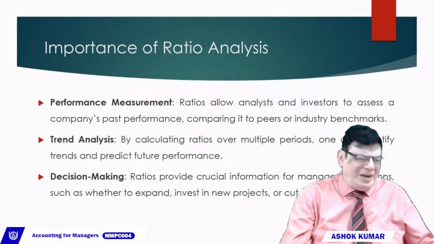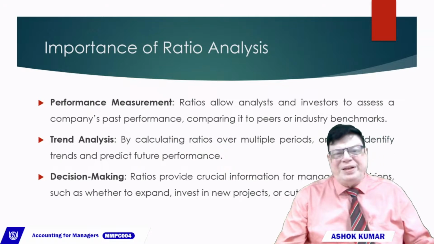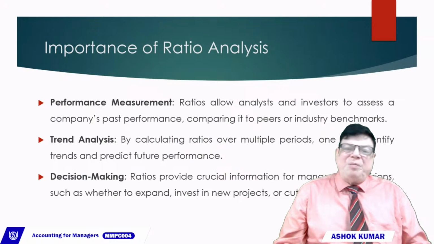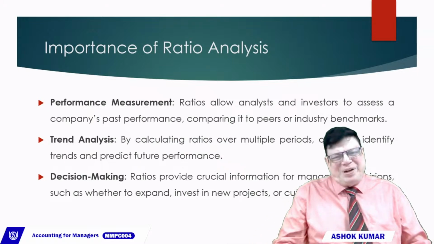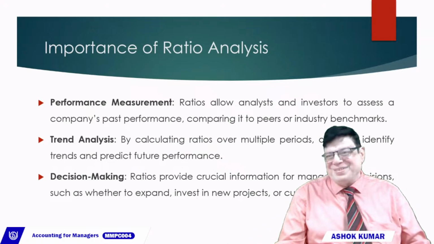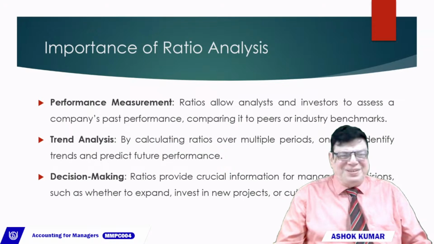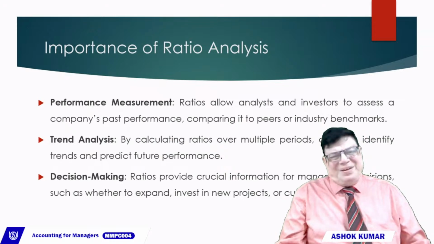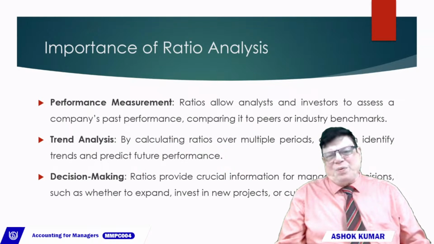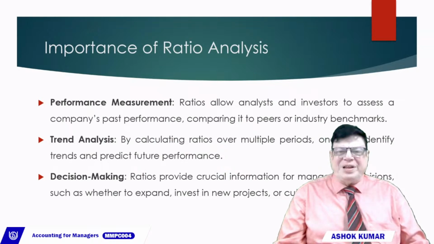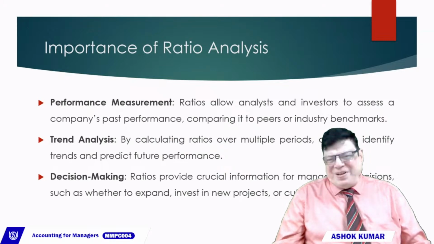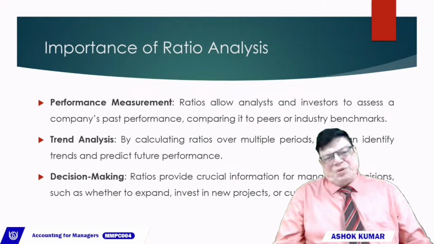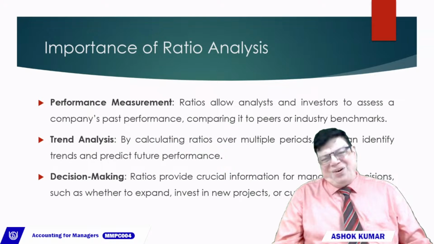Then next is trend analysis. By calculating ratios over multiple periods, one can identify where the trend is going and predict future performance. How is the future performance going to be? The trend is this. Decision making: ratios provide crucial information for managerial decisions, such as whether to expand, invest in new projects, or cut costs. Whether the existing project should be expanded or not.